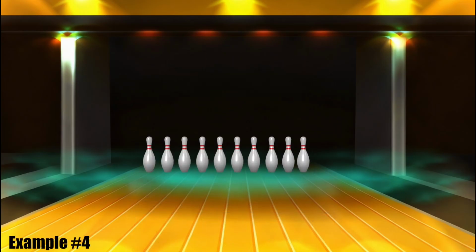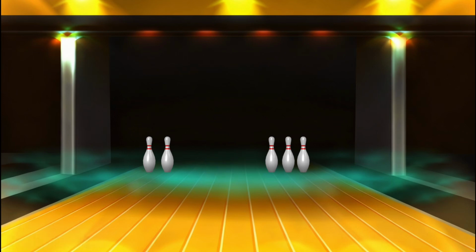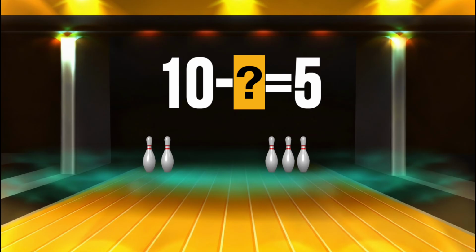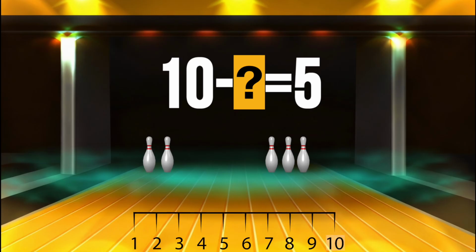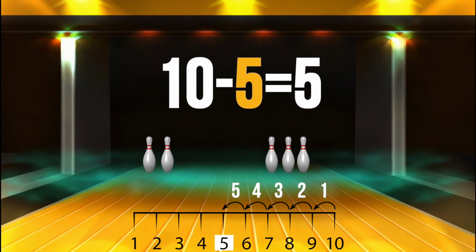Example number 4. We start with 10 pins. The first ball rolls. Now we have 5 pins left. Our subtraction sentence is 10 minus what equals 5? Let's count back from 10 to 5. 1, 2, 3, 4, 5. We counted back 5 numbers, so 5 pins fell from the first ball. 10 minus 5 equals 5.